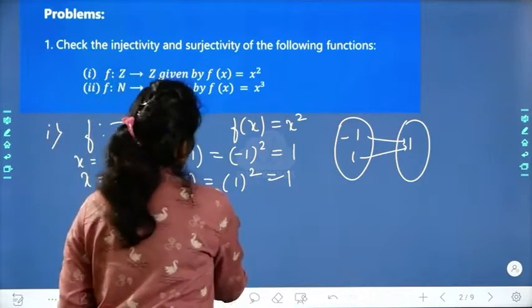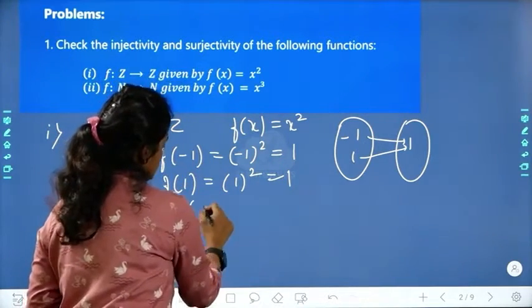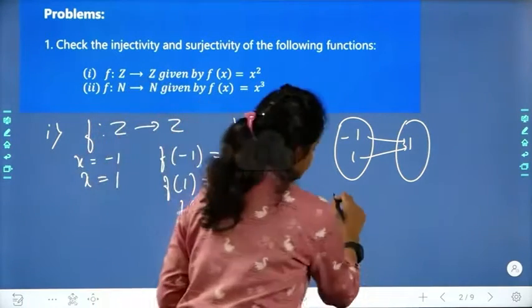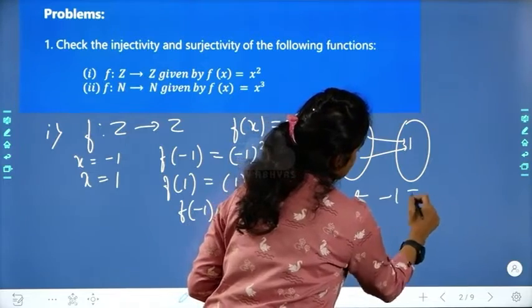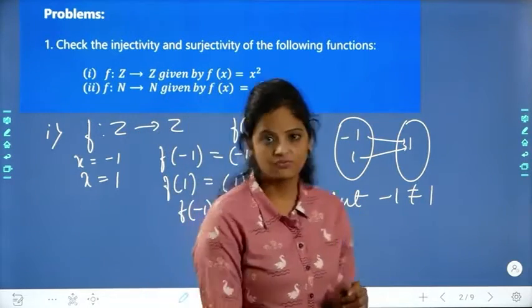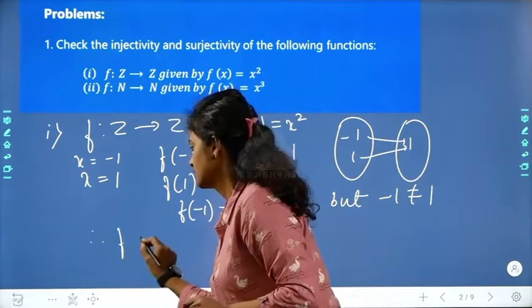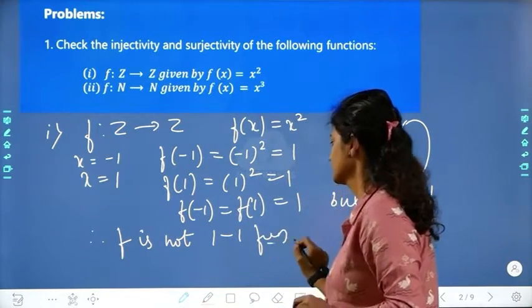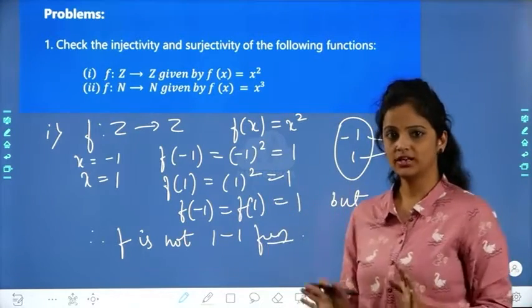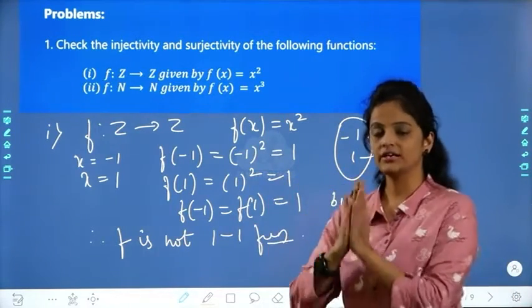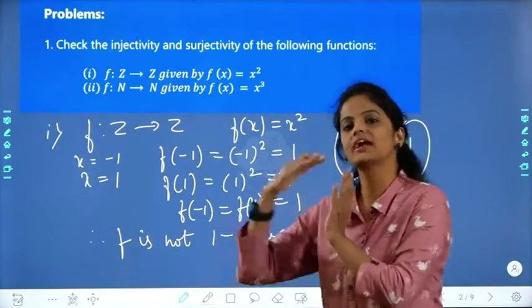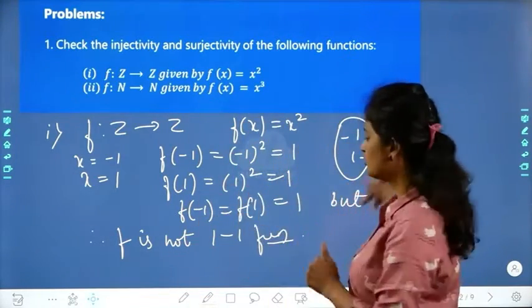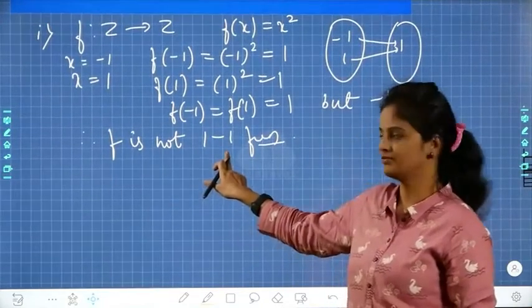So you can say that f of -1 is equal to f of 1 is equal to 1, but -1 is not equal to 1. Therefore f is not a one-one function. Is this clear? So any value you take, we have to get different one number to one number. One value has to be associated with the other value. So one to one is there, means it is called a one-one function. Here both the values are going to 1, so that is not a one-one function.